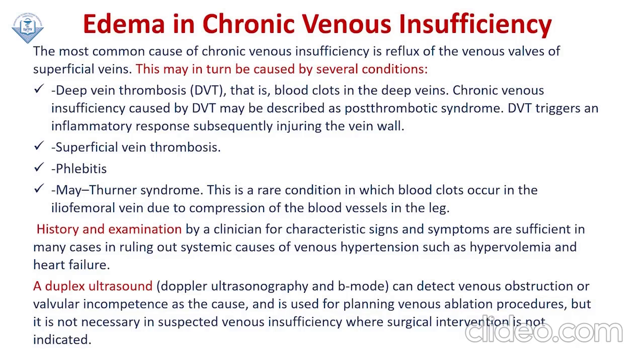History and examination by a clinician for characteristic signs are sufficient in many cases in ruling out systemic causes of venous hypertension. And the method for precise diagnostics is ultrasonography, especially Doppler ultrasonography, which can show us blood flow direction in a precise area.